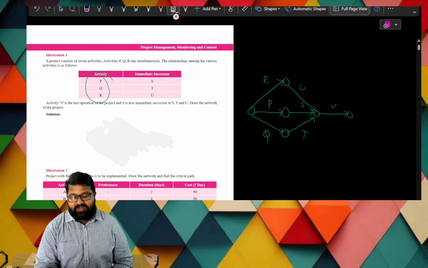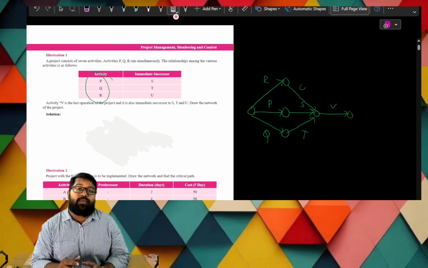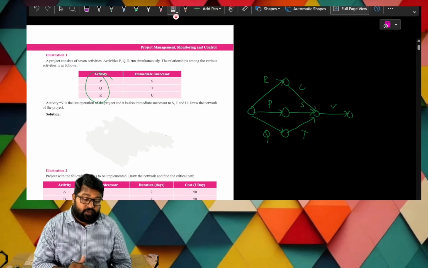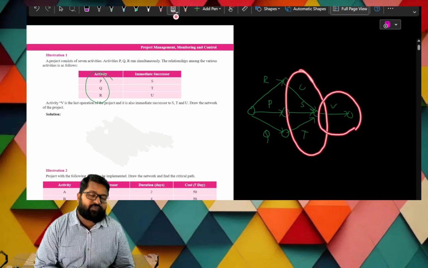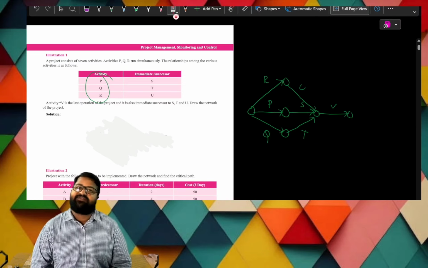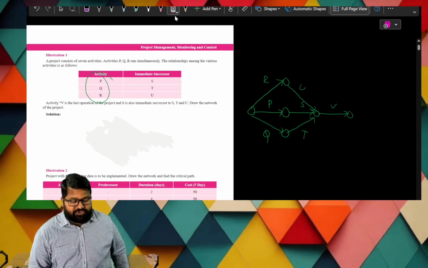Okay, next word, buddy. And it is also immediate successor to STU. Immediate successor means immediate successor to STU. So after the completion of all these activities, only then will it start. All conditions are satisfied, so our project diagram is perfect. Okay, let us see the next question.